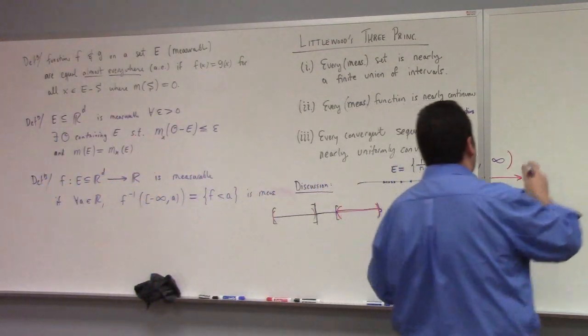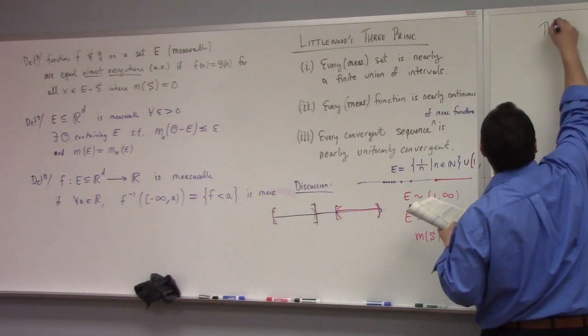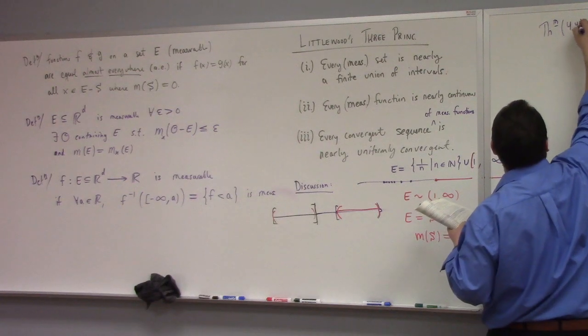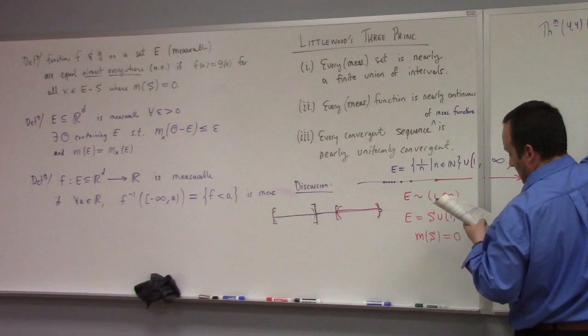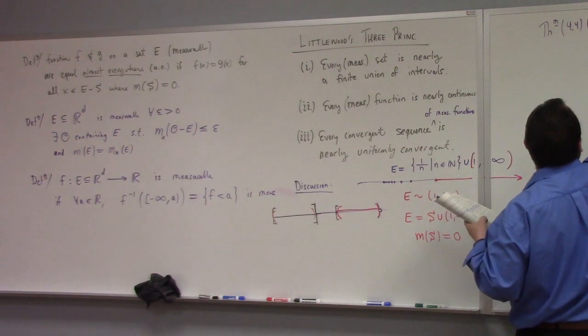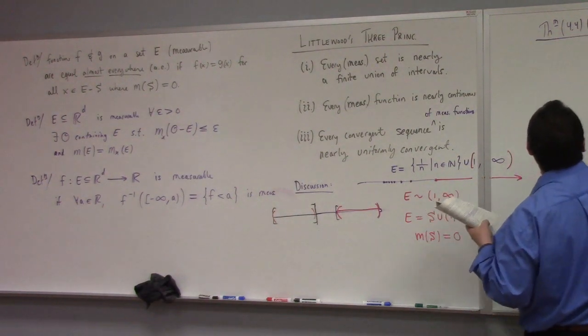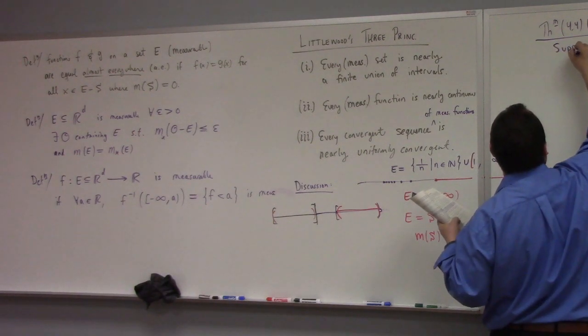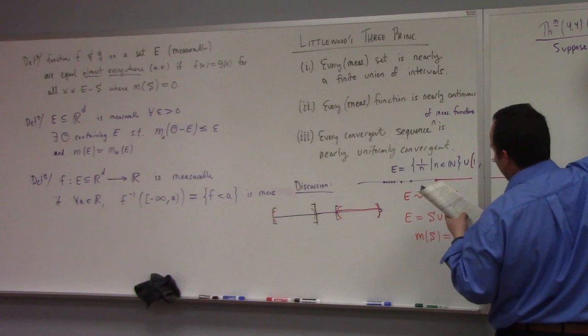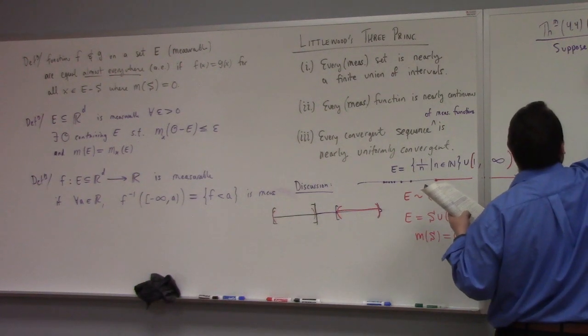So theorem 4.4 is the careful version of Littlewood's. This is called Egorov. How do you guys want to say that? You guys aren't going to help me out, I suppose. Egorov, okay, yeah.